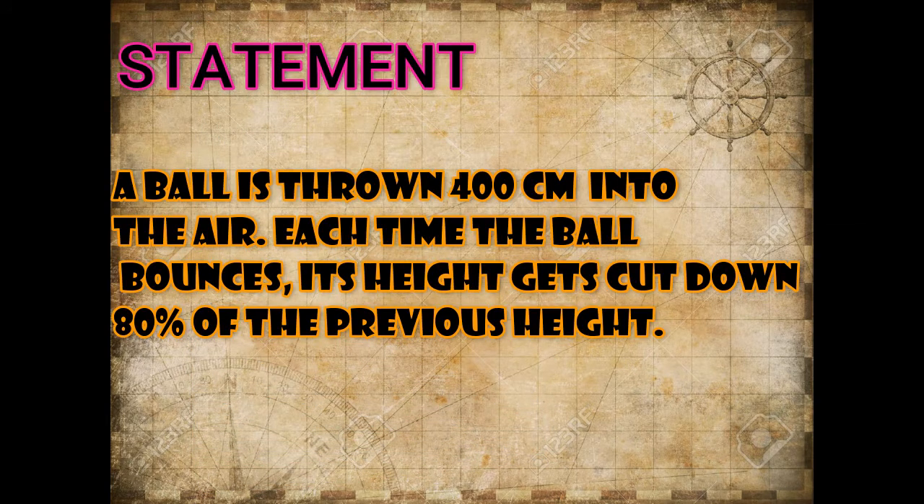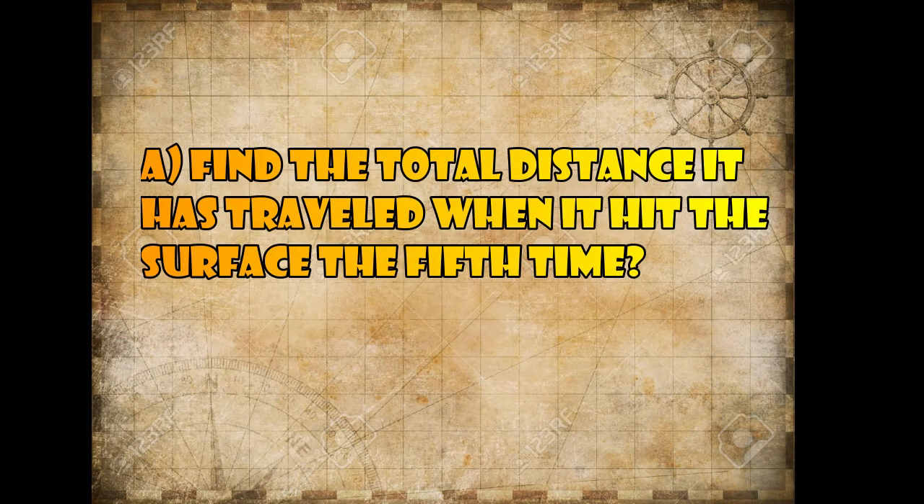A ball is thrown 400 centimeters into the air. Each time the ball bounces, its height gets cut down to 80% of the previous height. Now, let's move on to the first question. Find the total distance it has traveled when it hits the surface the fifth time.